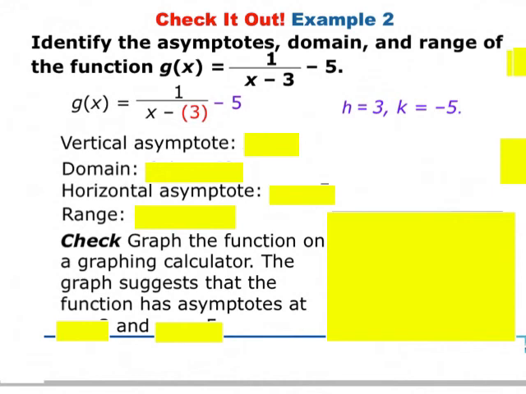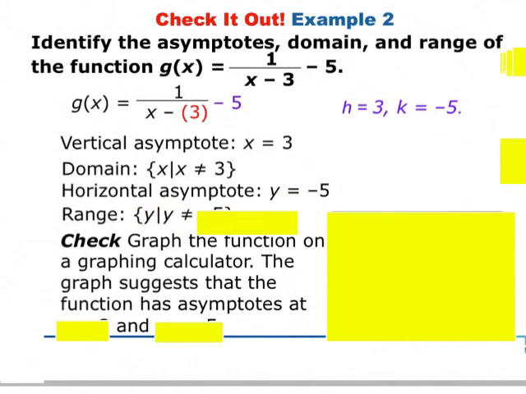My vertical asymptote is going to be x equals my h value. My h value is 3, so x equals 3. That means my domain can be anything except for 3, so we'll write it in set builder notation as x such that x is not equal to 3. My horizontal asymptote, remember, is y equals my k, so y equals -5, meaning my range is going to be all values except for y equals -5. Remember my asymptotes are x equals 3, y equals -5.